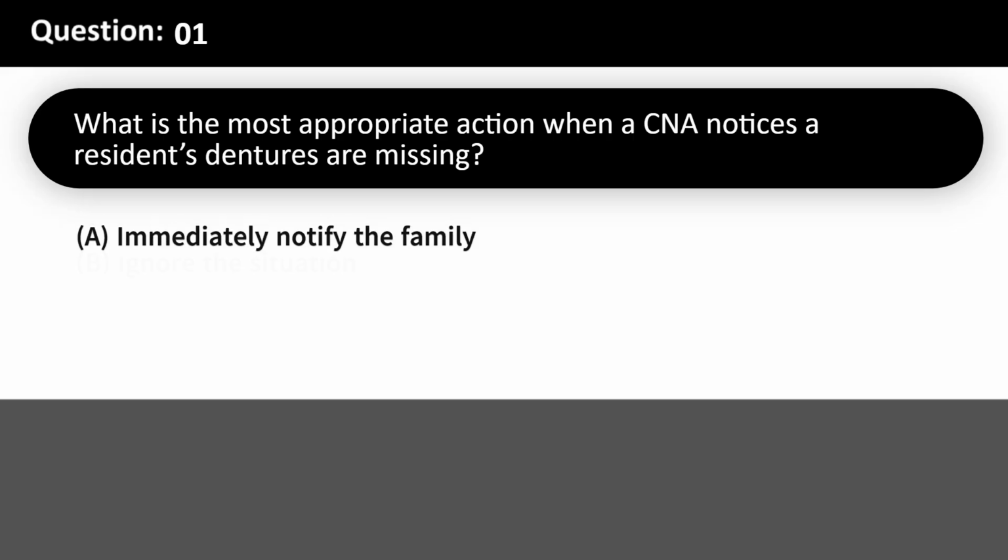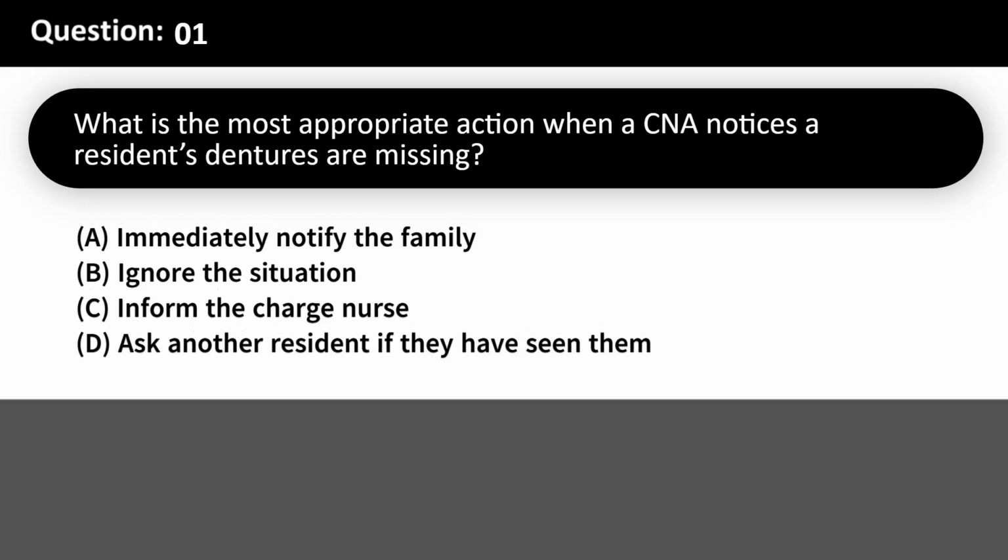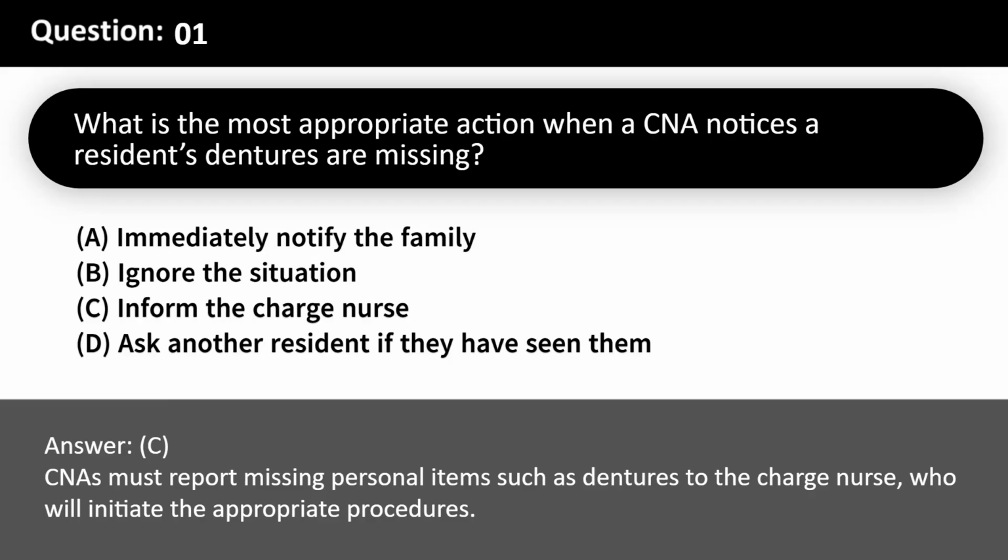What is the most appropriate action when a CNA notices a resident's dentures are missing? A. Immediately notify the family. B. Ignore the situation. C. Inform the charge nurse. D. Ask another resident if they have seen them. Answer: C. CNAs must report missing personal items such as dentures to the charge nurse, who will initiate the appropriate procedures.